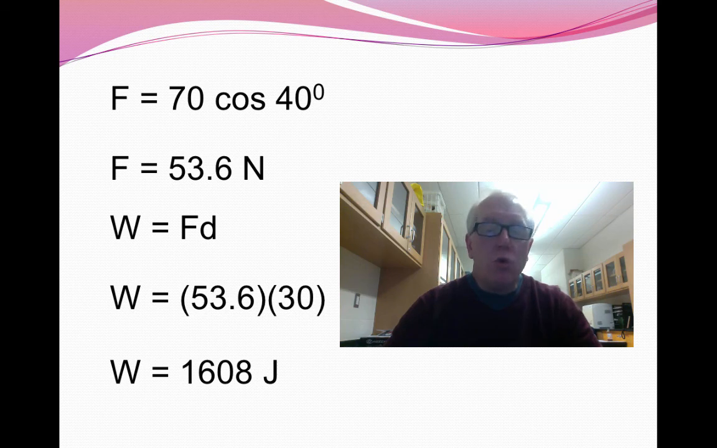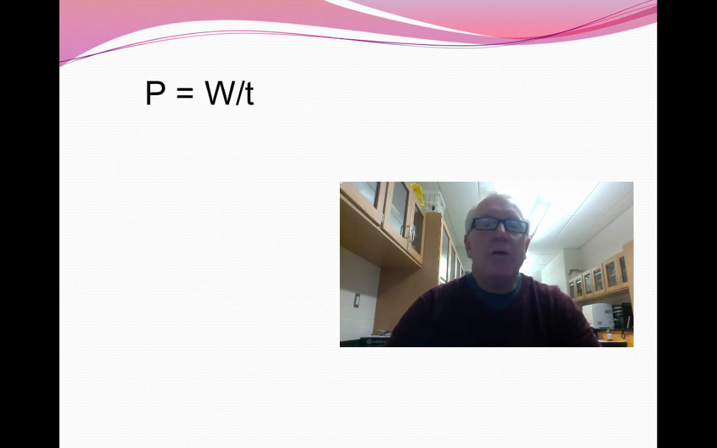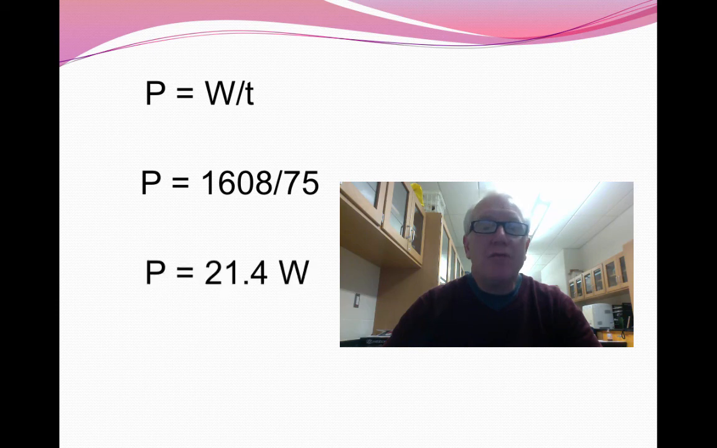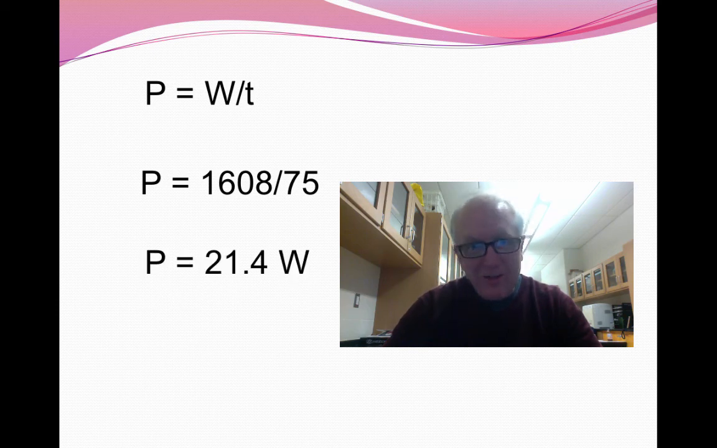So now I know the work that's available, the 1608 joules, and I can figure out the power, because power is work divided by time. The work is 1608, the time is 75, and that means 21.4 watts. There's another W for you. But a different W. See, the W in the equation up here, power is equal to work divided by time, is different than the W down here.